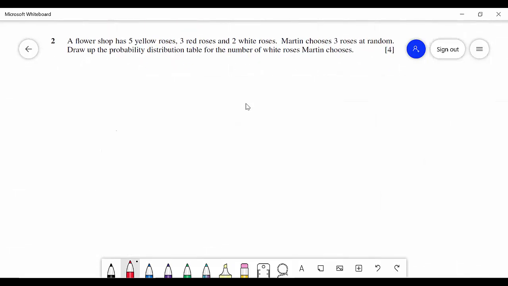Right, so for question number 2, if you look at the question here, there's a flower shop with 5 yellow roses, 3 red roses, 2 white roses, and Martin chooses 3 roses at random. In my opinion, I would suggest that you look at this keyword, choose. The word choose gives you an idea that you should use the combination method to get the answer later. So draw out a probability distribution table for the number of white roses Martin chooses. So they are focusing on the number of white roses. For your better understanding, I will let x equal the number of white roses.